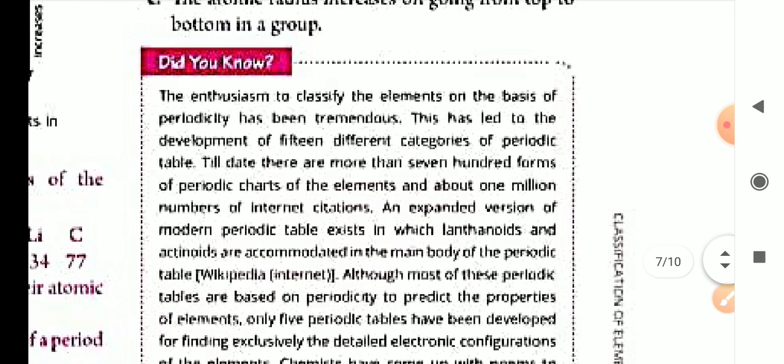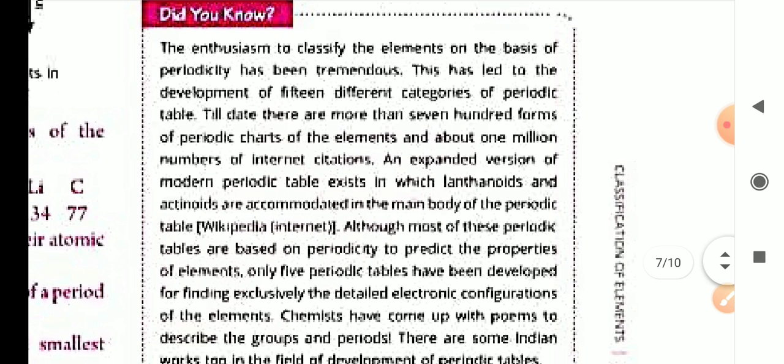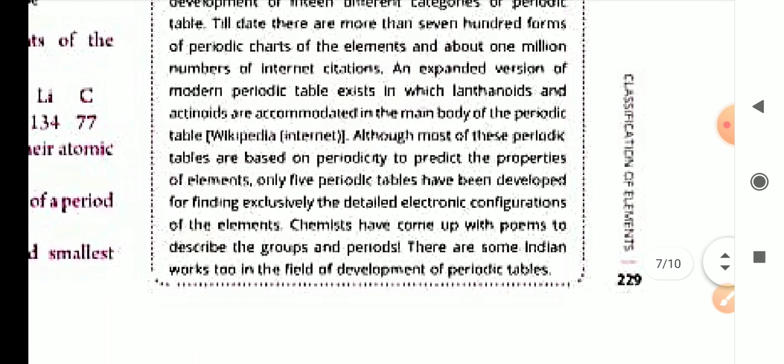Did you know the enthusiasm to classify the elements on the basis of periodicity has been tremendous? This has led to the development of 15 different categories of periodic table. Till date, there are more than 700 forms of periodic charts of the elements and about 1 million internet citations. An expanded version of the modern periodic table exists in which lanthanoids and actinoids are accommodated in the main body of the periodic table. If you see Wikipedia, you can find it.